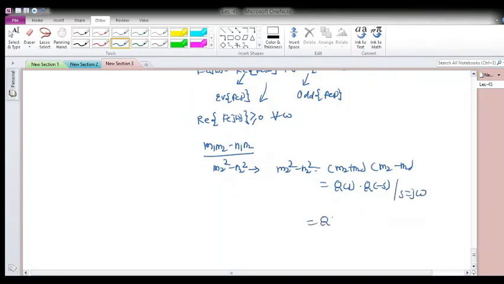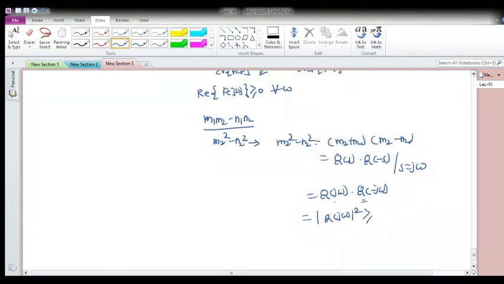Now let me evaluate at s is equal to j omega. I get q of j omega into q of minus j omega, and you see that q of minus j omega is the conjugate of q of j omega, so it will be the magnitude square. This magnitude square will always be greater than 0, not equal to 0. If it is 0, then the function doesn't exist. So there is no need to test m2 square minus n2 square. The magnitude of q of j omega square is always greater than 0, so this issue is solved.